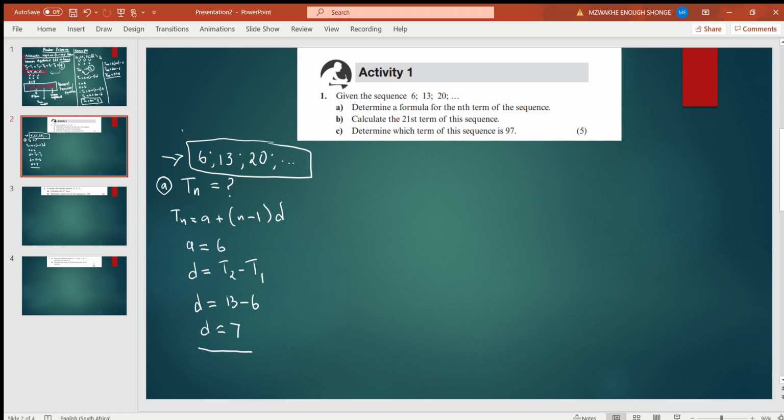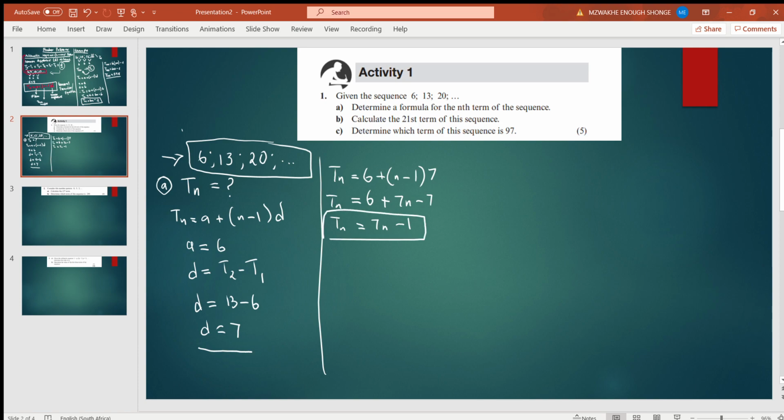So we say Tn equals 6, which is the first term, plus n minus 1 multiplied by 7. You have 6 plus 7n minus 7, which equals 7n minus 1. So this is our Tn, and this here is our answer for number A.